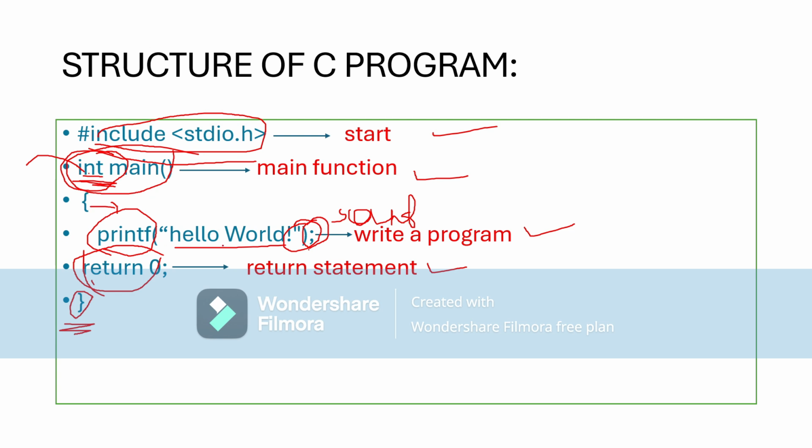Here we print hello world, and the output will be hello world. Here is the ending of the statement. The return statement tells the compiler that the program executed successfully. Why do we use a return statement? Because we use int here. For example, I will show you in Code::Blocks.